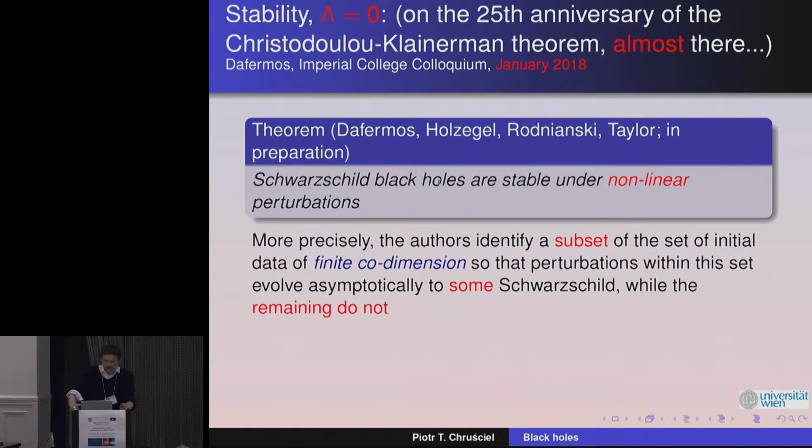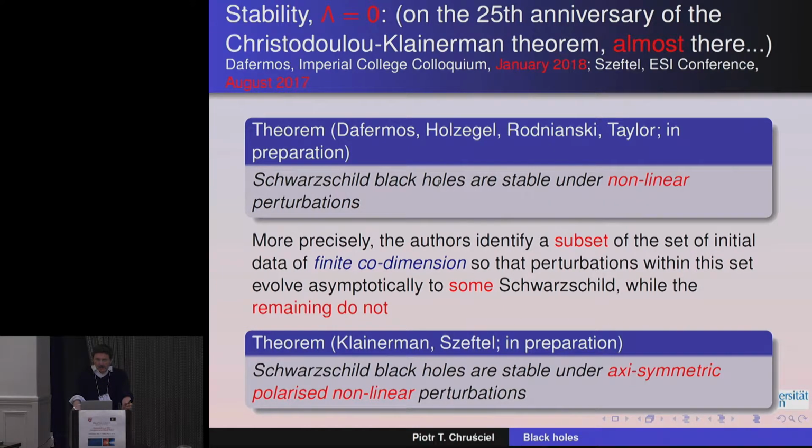But in any case, that's not published, and the question is, will it be another 25 years before we get the right theorem? I hope not, but these are difficult things to prove. There was recently announced in August last year by Jérémie Szeftel, this theorem by Klainerman and Szeftel. So you take a Schwarzschild black hole, you take an axisymmetric perturbation, which is polarized, so satisfies the polarized condition, then again you have nonlinear stability.